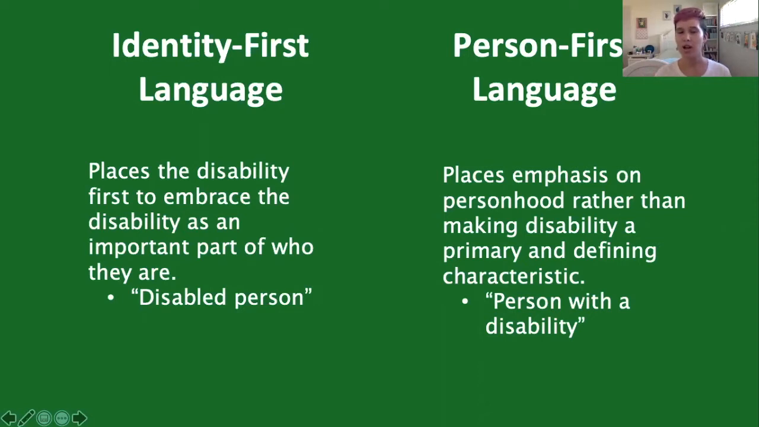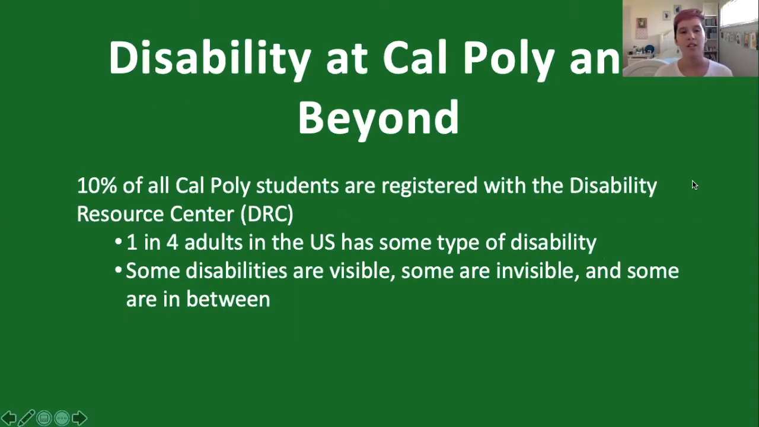If you're not sure what a disabled person prefers, you can just listen to how they talk about themselves in their community and mirror that when discussing these topics with them, or you can just ask them which one they prefer. All right, so let's talk about some disability statistics.